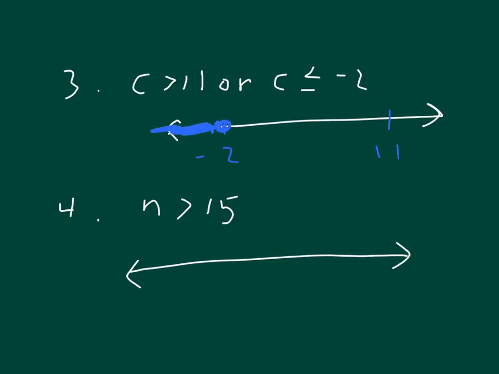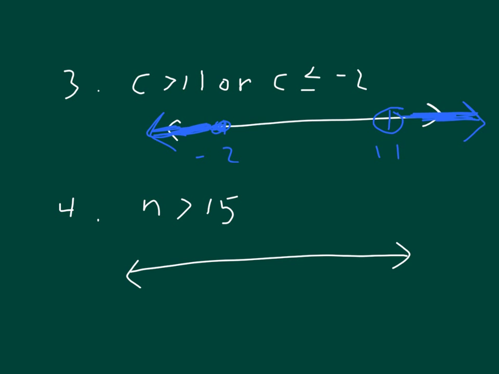It can be negative 2, so we have to put a solid dot there. And it can be greater than 11, and that would go from 11. It can't be 11, so we draw the circle around 11 and go this direction from 11. So that results in rays going in opposite directions. When you see this or statement, this kind of thing is going to be the result.